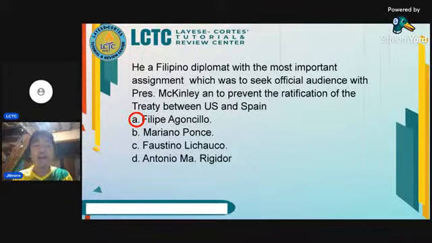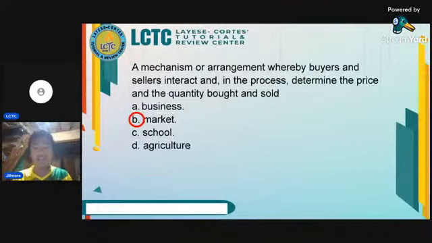A Filipino diplomat sent to seek an official audience with President McKinley to prevent the ratification of the Treaty of Paris and to recognize the Philippines as an independent country, a country with its own government and a constitution. That's Felipe Agoncillo. Okay, let's proceed.